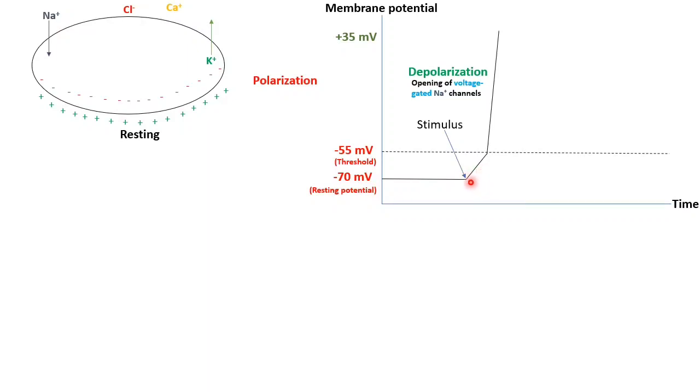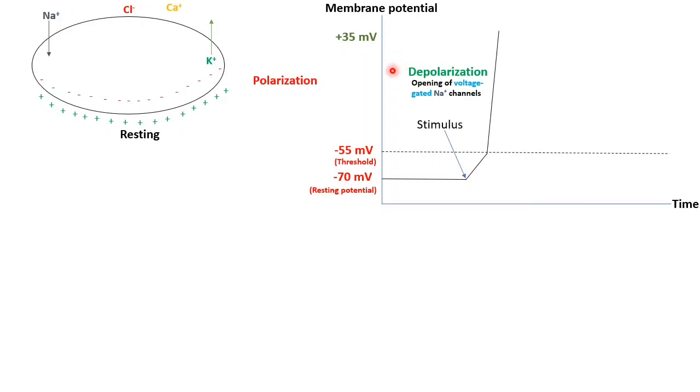So the stimulus occurred here. Leakage of some small amounts of sodium occurred. Okay, that made us reach the threshold level. At this threshold level, negative 55 millivolt, a huge amount of sodium channels opened. So a huge amount of sodium entered the cell. So there is a fast increase in membrane potential and it reached positive 35 millivolt. And this is called depolarization.